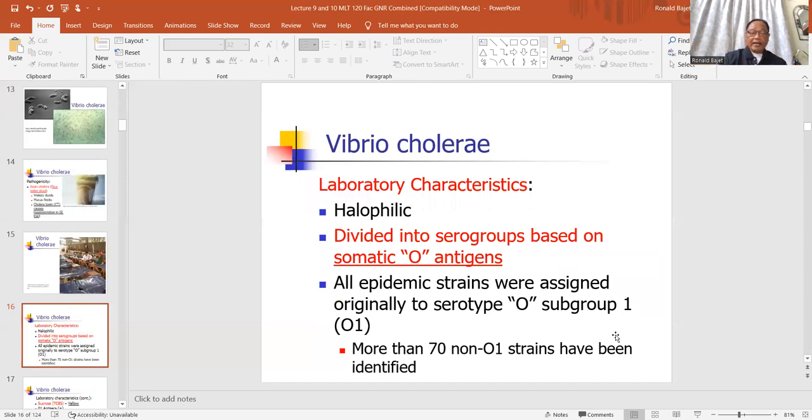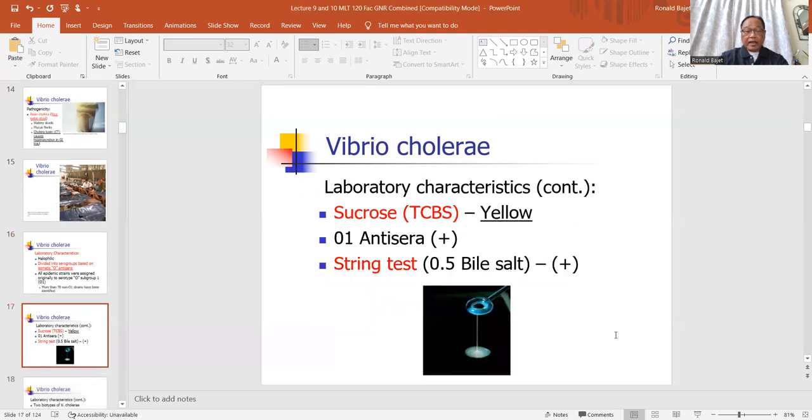Vibrio cholera is halophilic. It likes halogens like sodium fluoride, sodium chloride. And for typing of Vibrio cholera, it uses the O antigen. As you recall, the O antigen is the somatic antigen, the antigen on the body of the bacteria. All epidemic strains were assigned originally to serotype O subgroup 1. So O1, that's the subgroup of Vibrio cholera, okay? Make sure you know that, serotype O1. There are more than 70 non-O1 strains that have been identified, but for Vibrio cholera, make sure you know that it's O1, not 01.